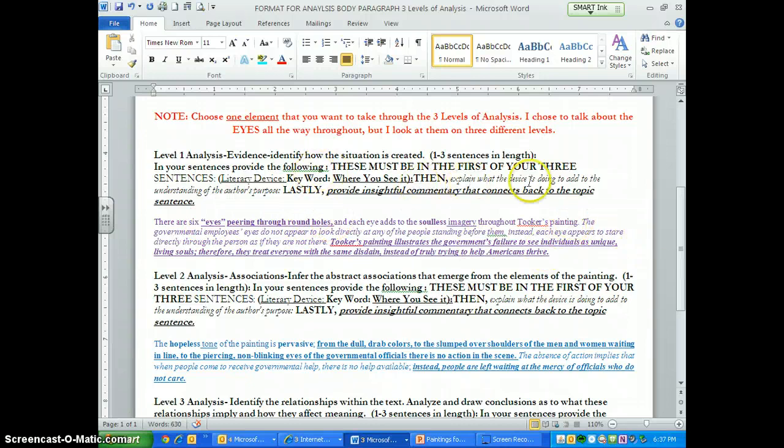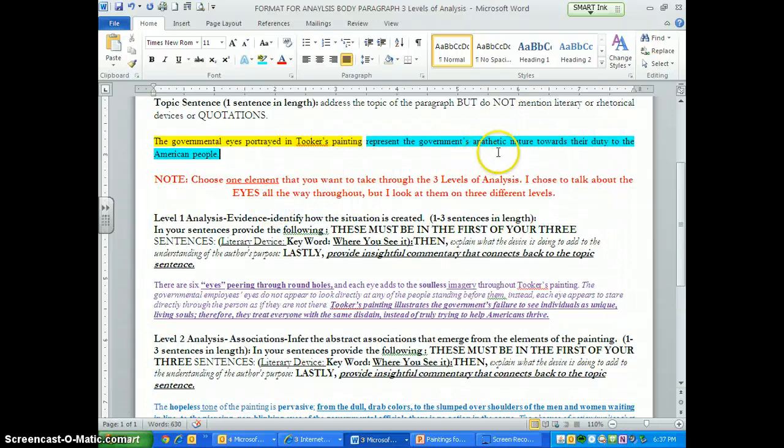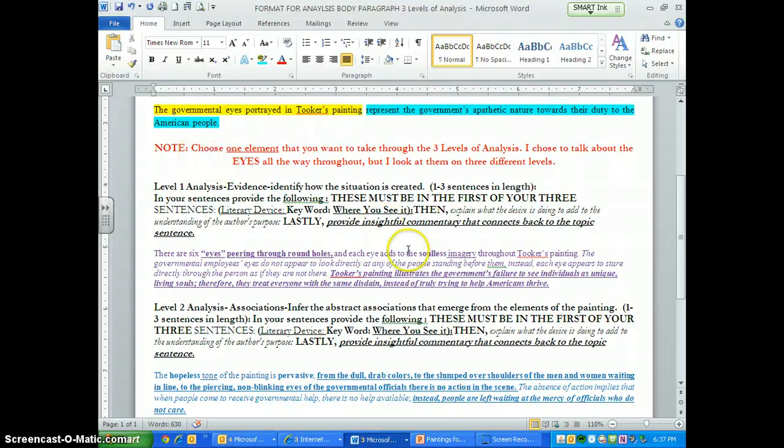Okay, now next I know that I have to explain what the device is doing. So now I need to talk about these eyes. The governmental employees' eyes do not appear to look directly at any of the people standing before them. Instead, each eye appears to stare directly through the person as if they are not there. Okay, the last part now, I've got to connect it back to my topic sentence. So I've got to say something about them being apathetic or not caring. Tooker's painting illustrates the government's failure to see individuals as unique, living souls. Therefore, they treat everyone with the same disdain instead of truly trying to help Americans thrive.